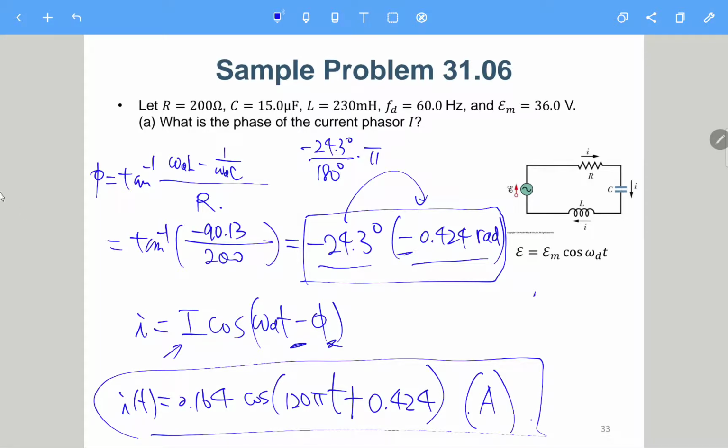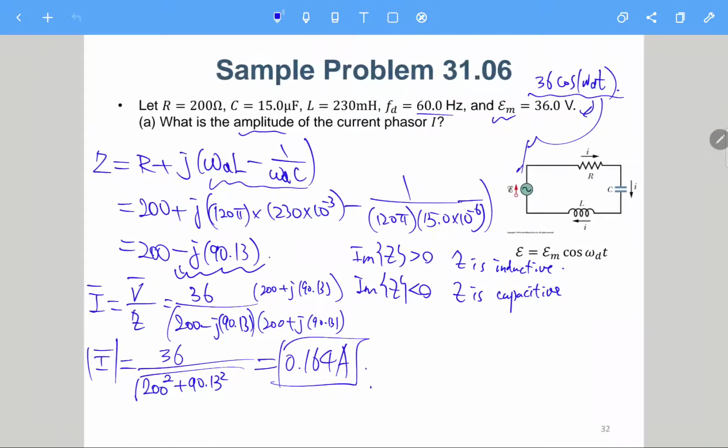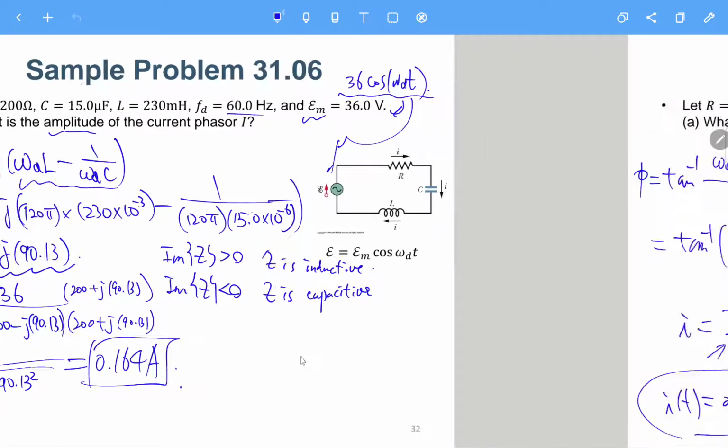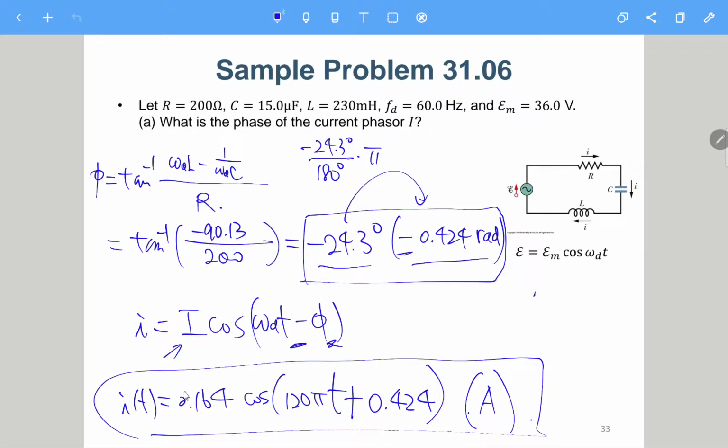Of course, this is not asked by the question, but after finding the phase and also the amplitude, we can directly write out the time function of the current like this, just by plugging in the amplitude here and the negative of the phase here.